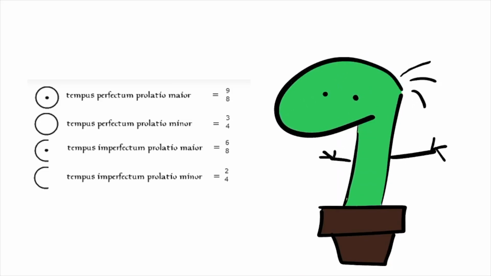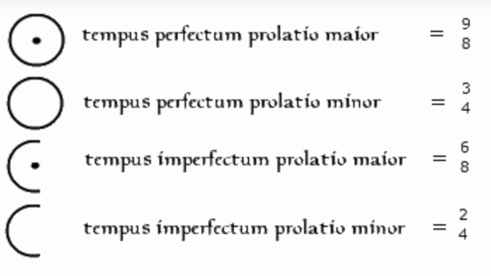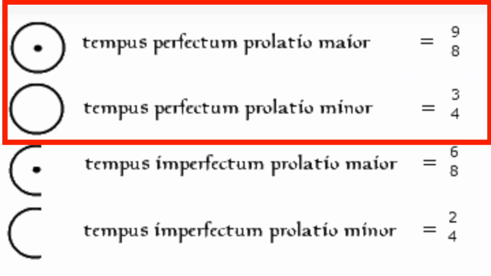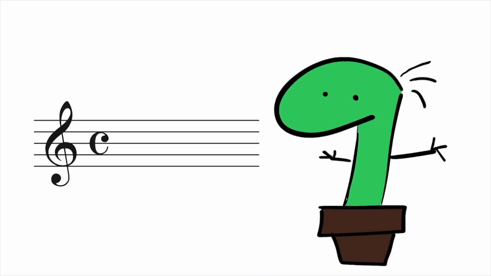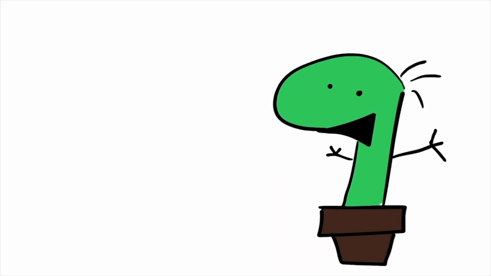Maybe for historicity purposes? Then again, nobody ever uses the perfect circle to indicate 9/8 or 3/4. I've literally never seen it before doing my research, yet C appears quite often in written scores. I don't know, you do you, I guess.